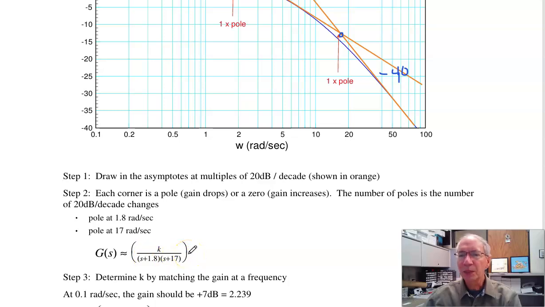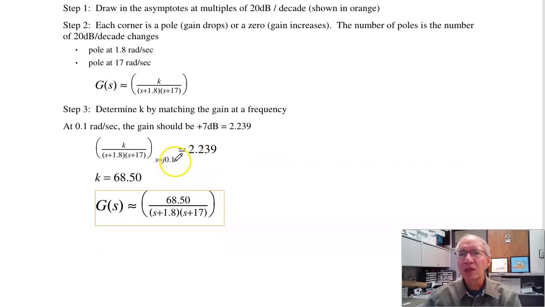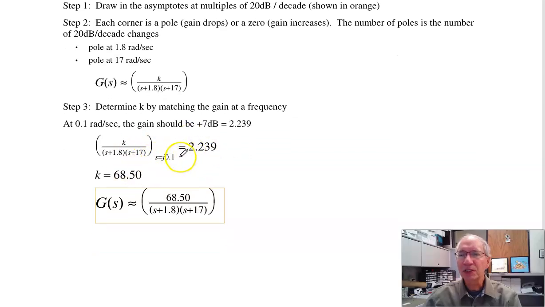To find k, pick your favorite frequency. Like at 0.1 radian per second, the gain should be 7 dB. So plugging in s equals j0.1, solving for k is about 68, so there's G of s.